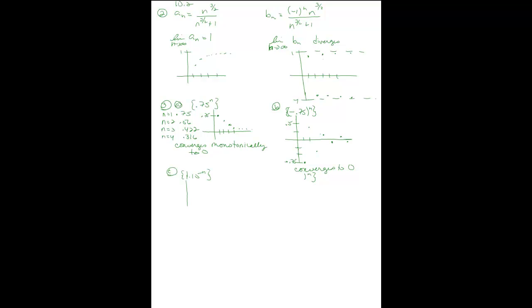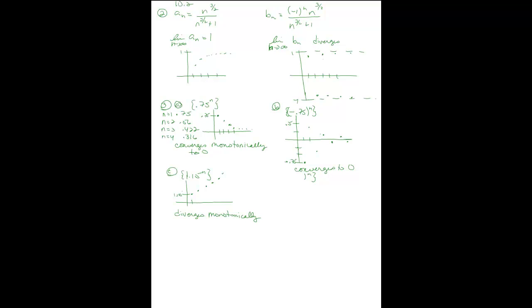Now 1.15 to the n, if you start raising the powers on that, the number is going to just get bigger and bigger and bigger. So when you start out at 1, it's going to be at 1.15. I'll just call this 1.15. But the next one's going to get a little higher and a little higher and a little higher. So this is increasing without bound, and so this diverges monotonically.